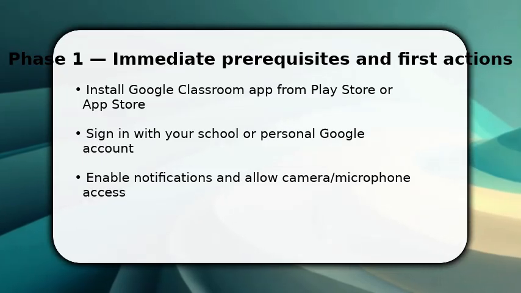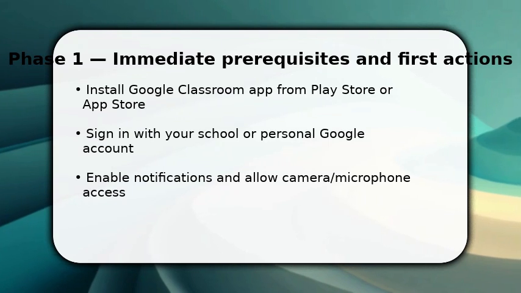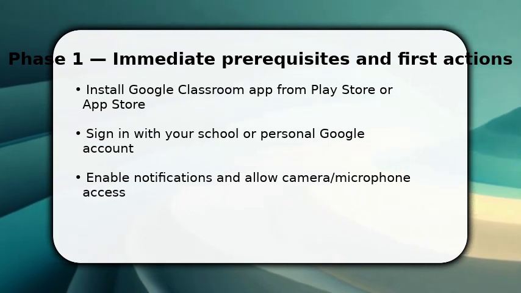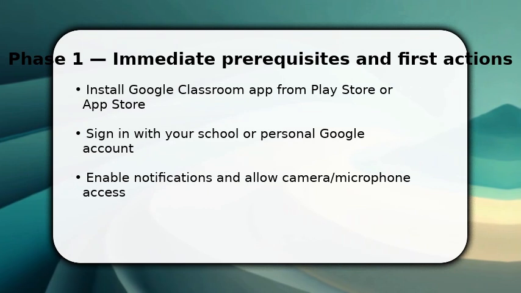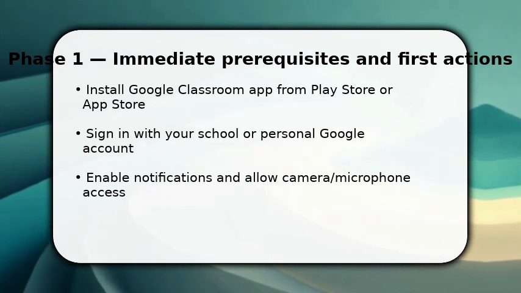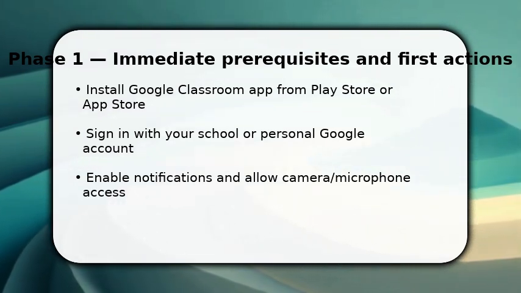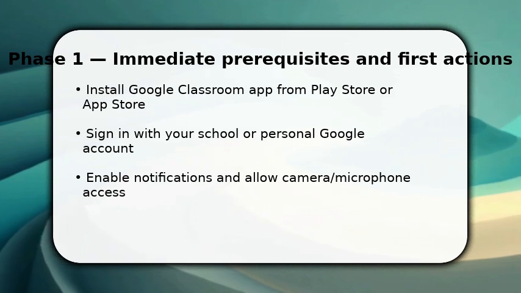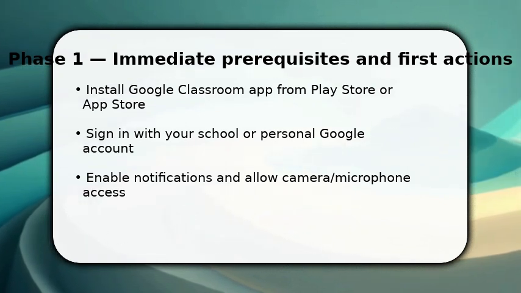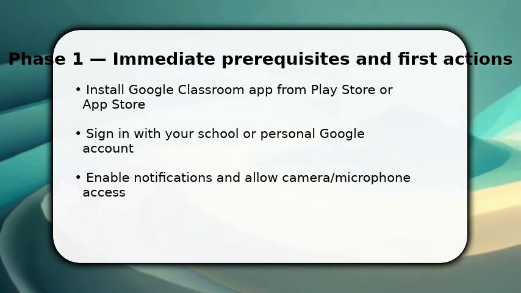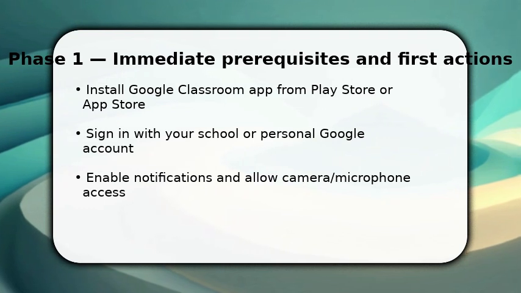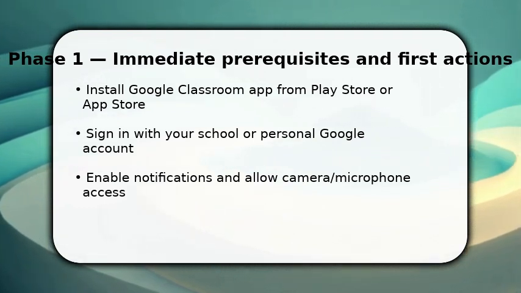You start by installing and signing in. Do that now. Once signed in, tap the plus icon to join or create a class. You need the class code or school domain. Make sure notifications are enabled so you see assignments and announcements instantly. Allow permissions for camera and microphone to submit photos, record audio, or start video. This prevents last-minute access blocks.